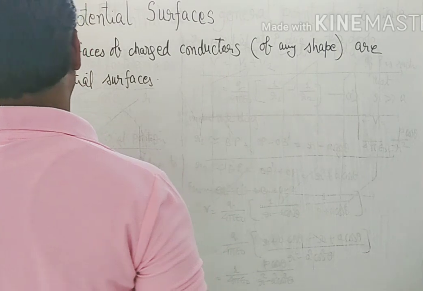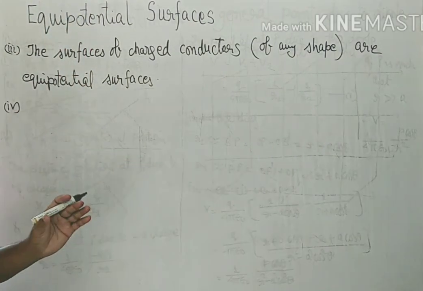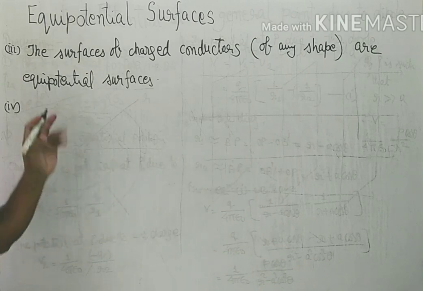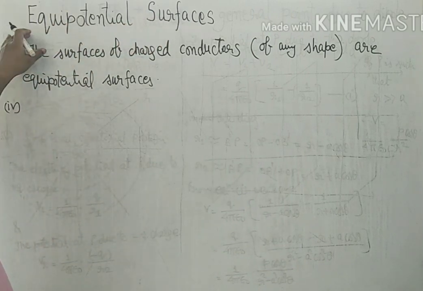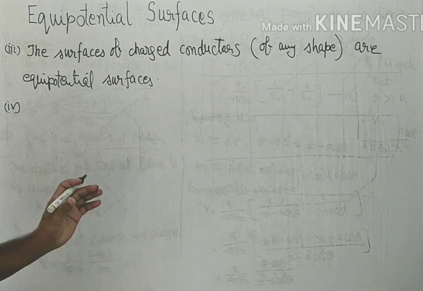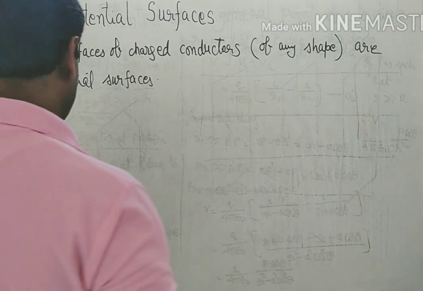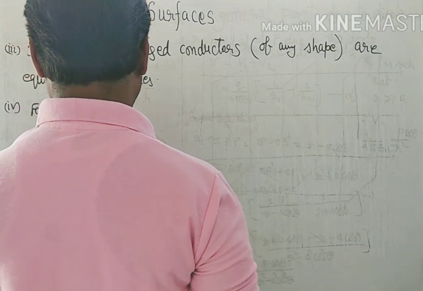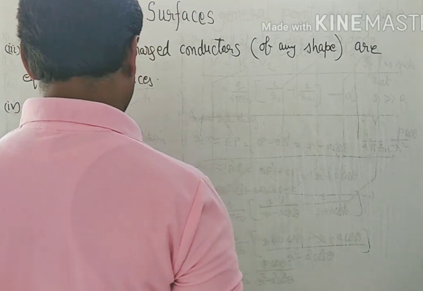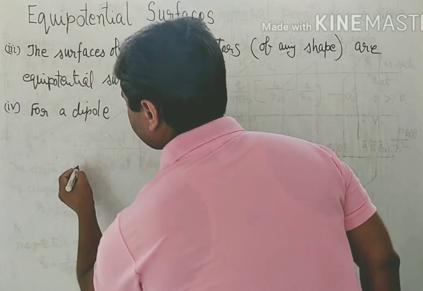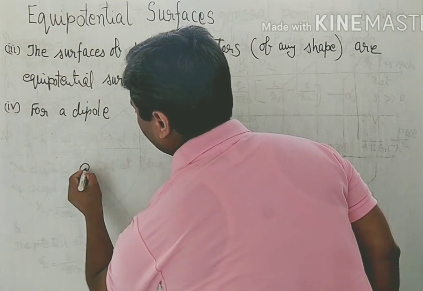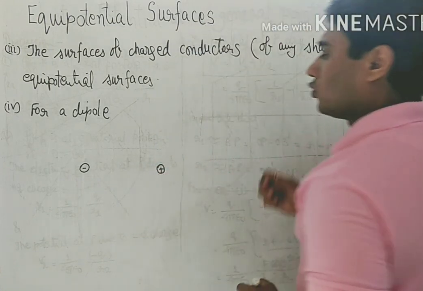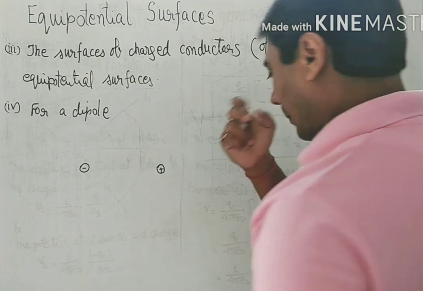Now for the fourth case. Now what if we have a dipole? And for that dipole, how do we draw equipotential surfaces? Let's see. For an electric dipole, suppose we have a dipole comprising two equal but opposite charges.